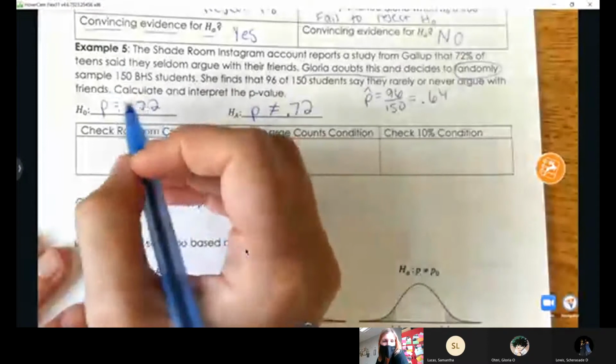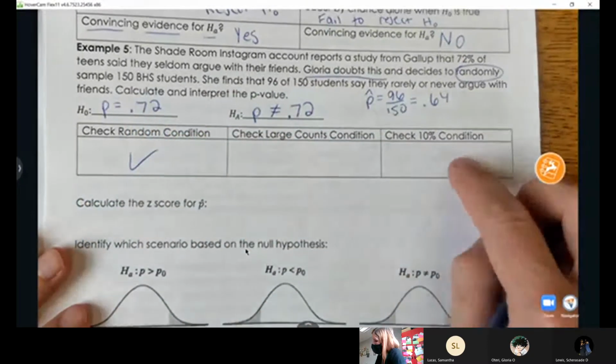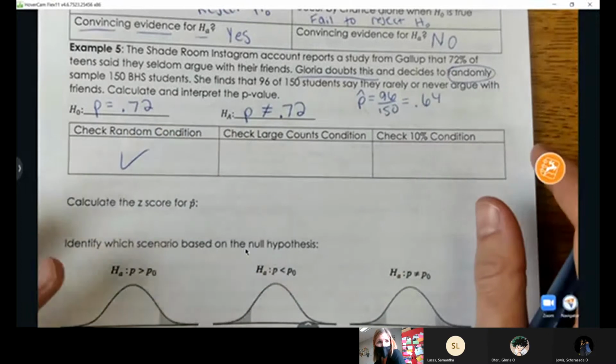Yes. Where it says randomly. It's a survey, so I don't need random assignment. I just need random sampling. All right, 10% condition. It doesn't say anything about replacement, so we do need to check this.